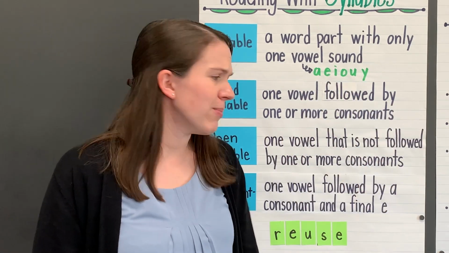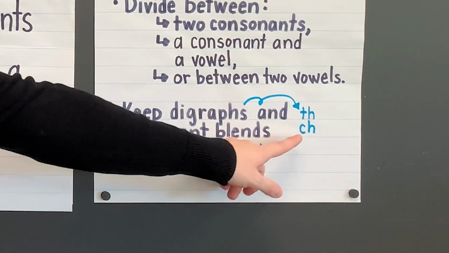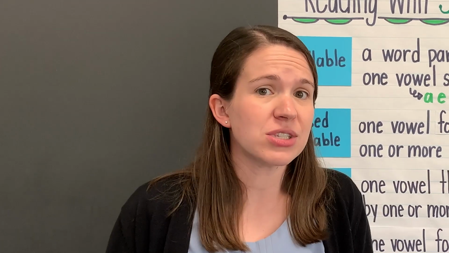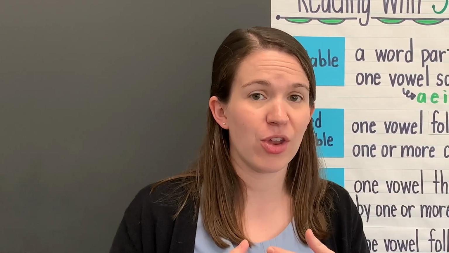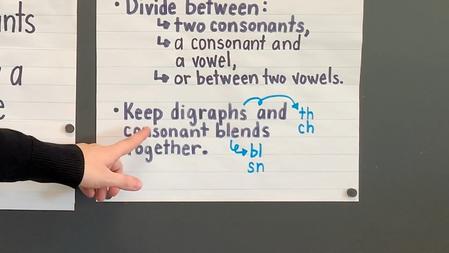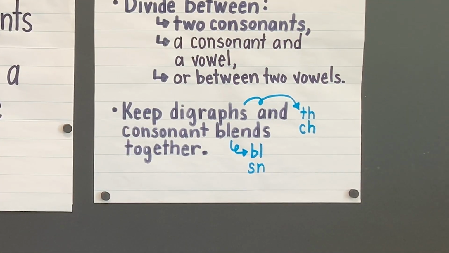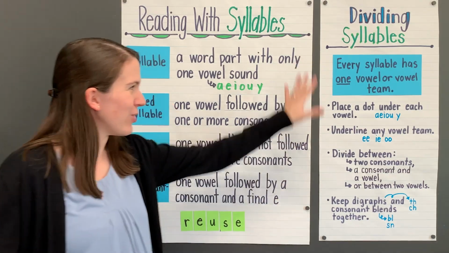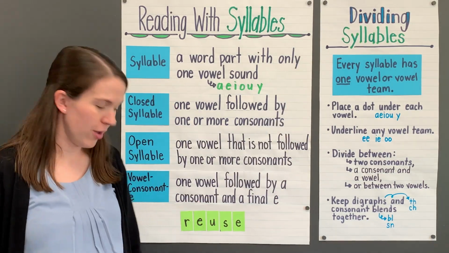One more thing to have in mind is that when we see digraphs like TH or CH, where two letters work together to make one sound, we have to keep them together in the same syllable. And consonant blends often stay together in the same syllable also. Now that we've got these tips in mind, let's use them to read this word.